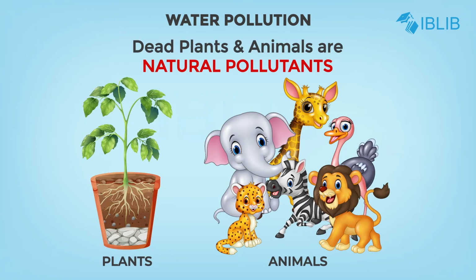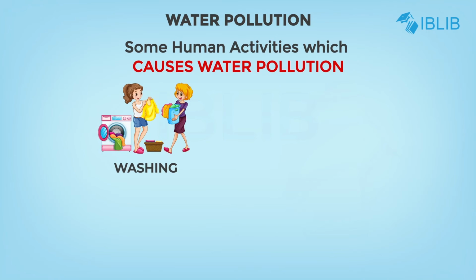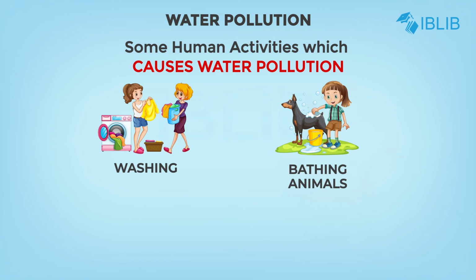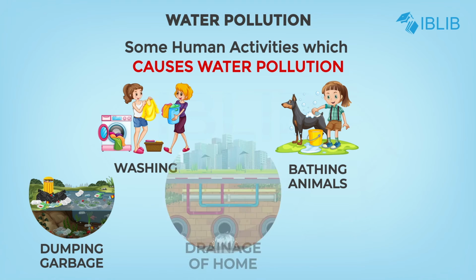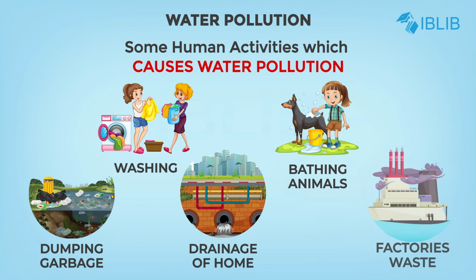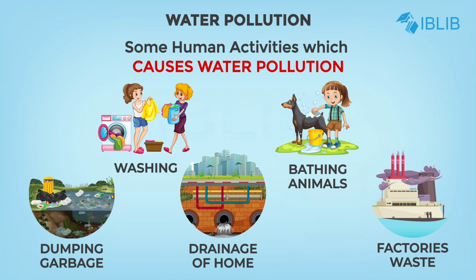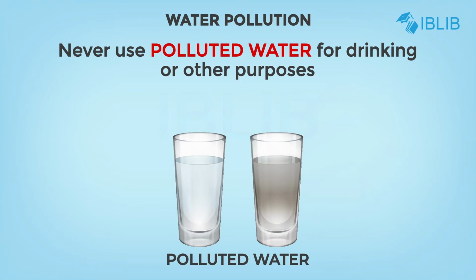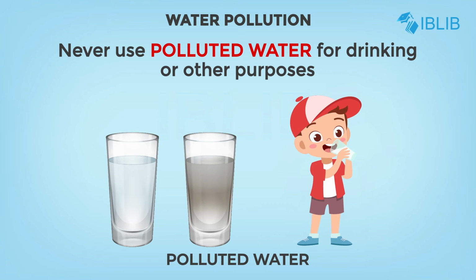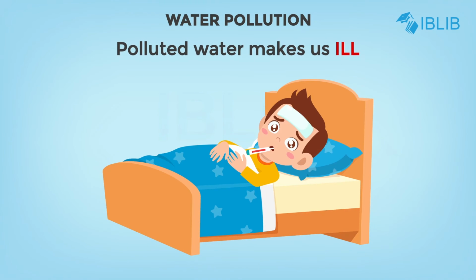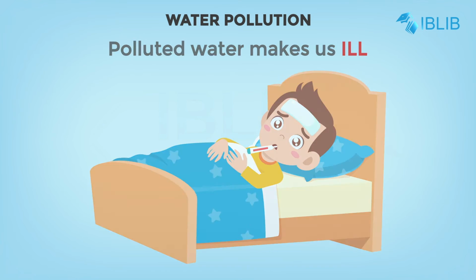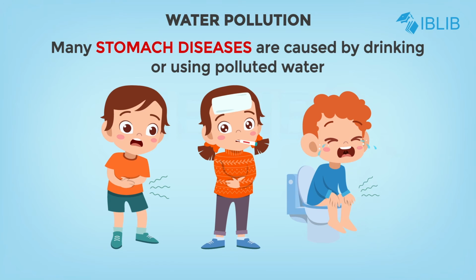Dead plants and animals, etc., are the natural pollutants. Human activities like washing clothes, bathing animals, dumping and drainage of homes and factories cause water pollution. We should not use dirty or polluted water for drinking or other purposes. Polluted water makes us ill. Many stomach diseases are caused by drinking or using polluted water.